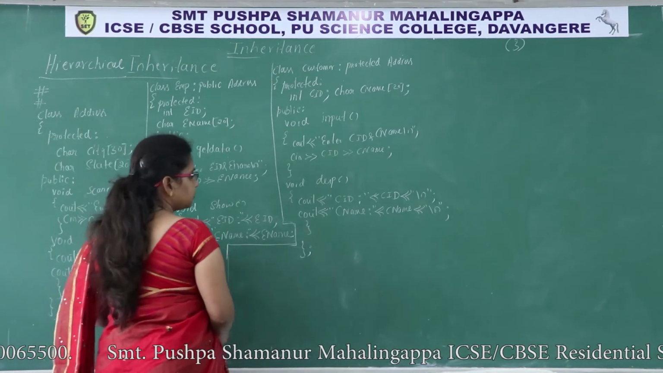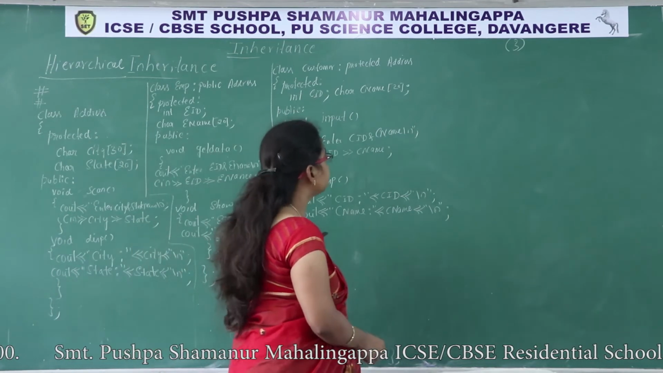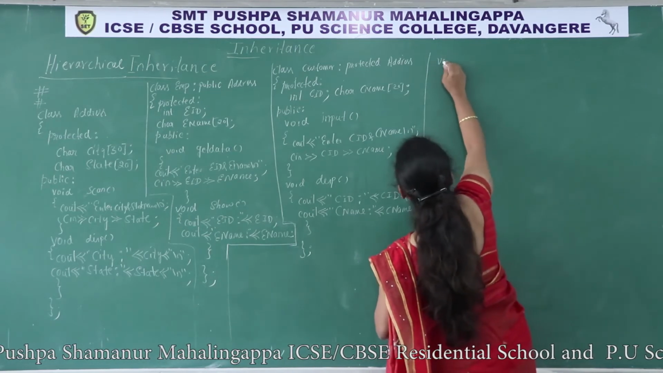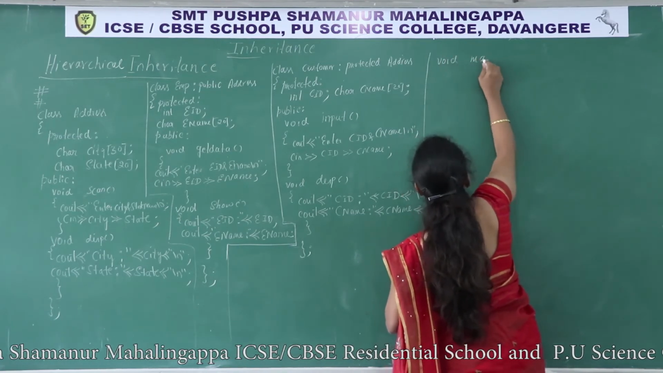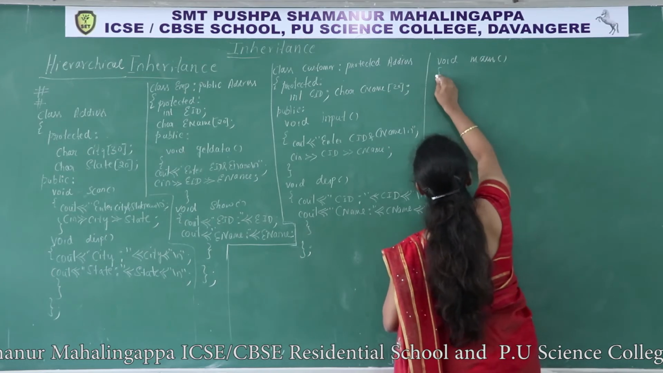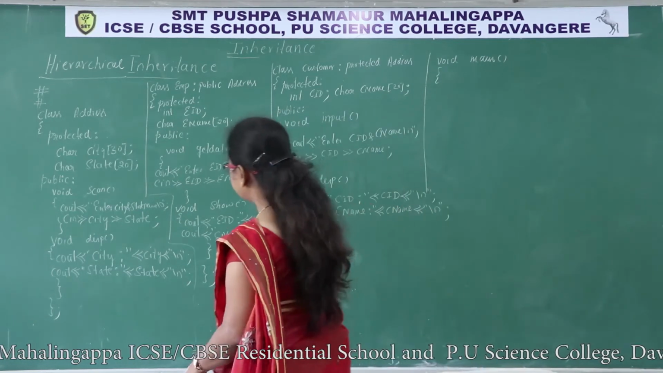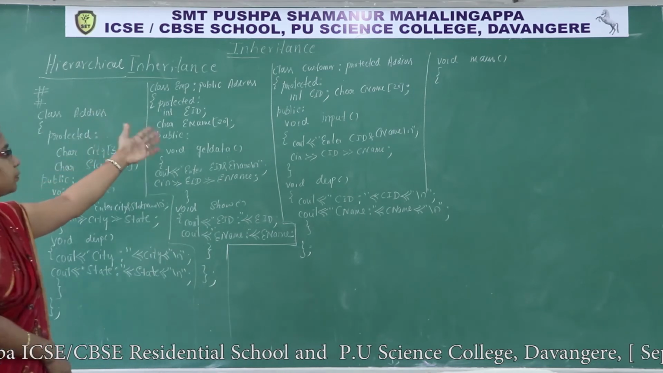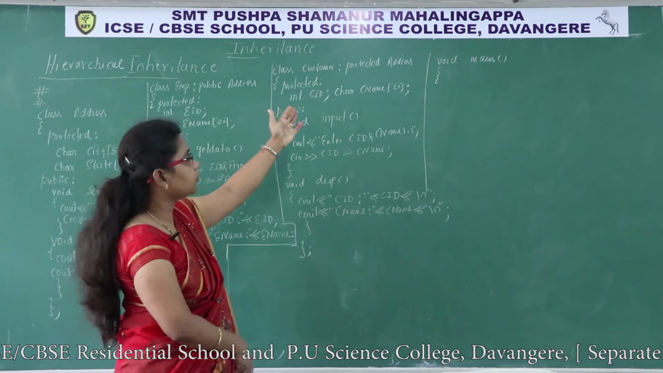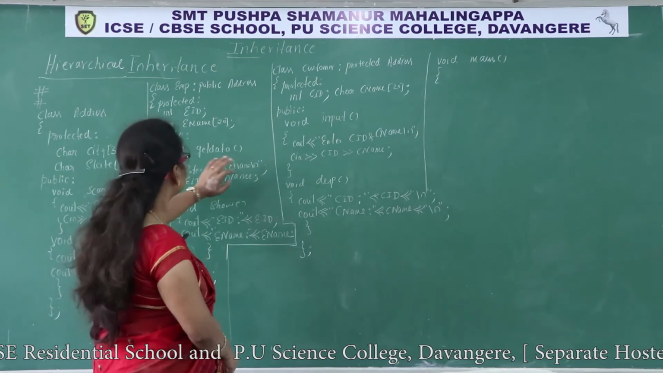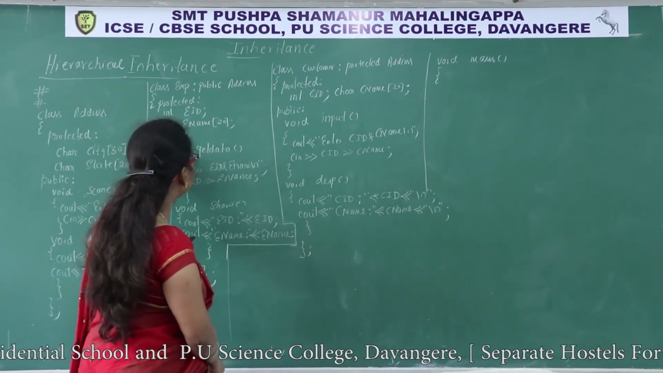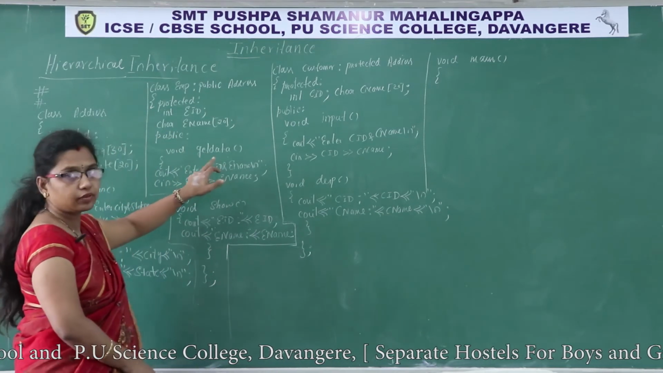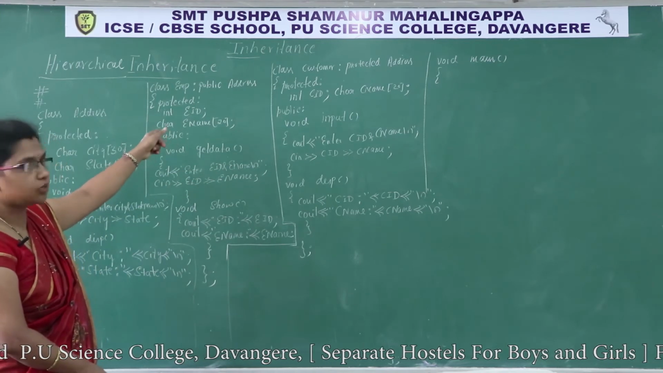Now consider the main function. Void main. See here, employee is inherited in public mode and customer is in protected mode of inheritance. Now I want to read details for employee. So I must call the getdata function. To call the getdata function, I have to create an object for EMP.